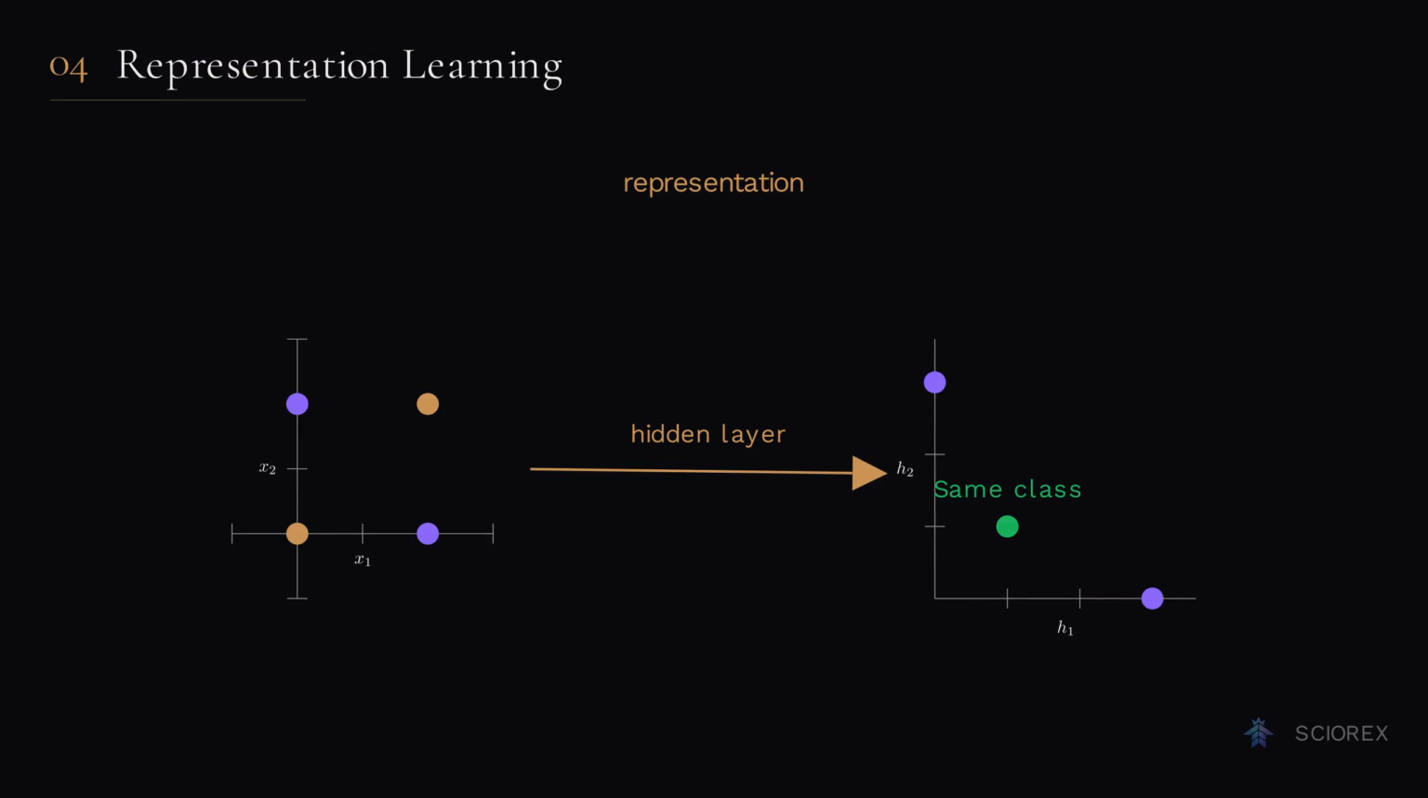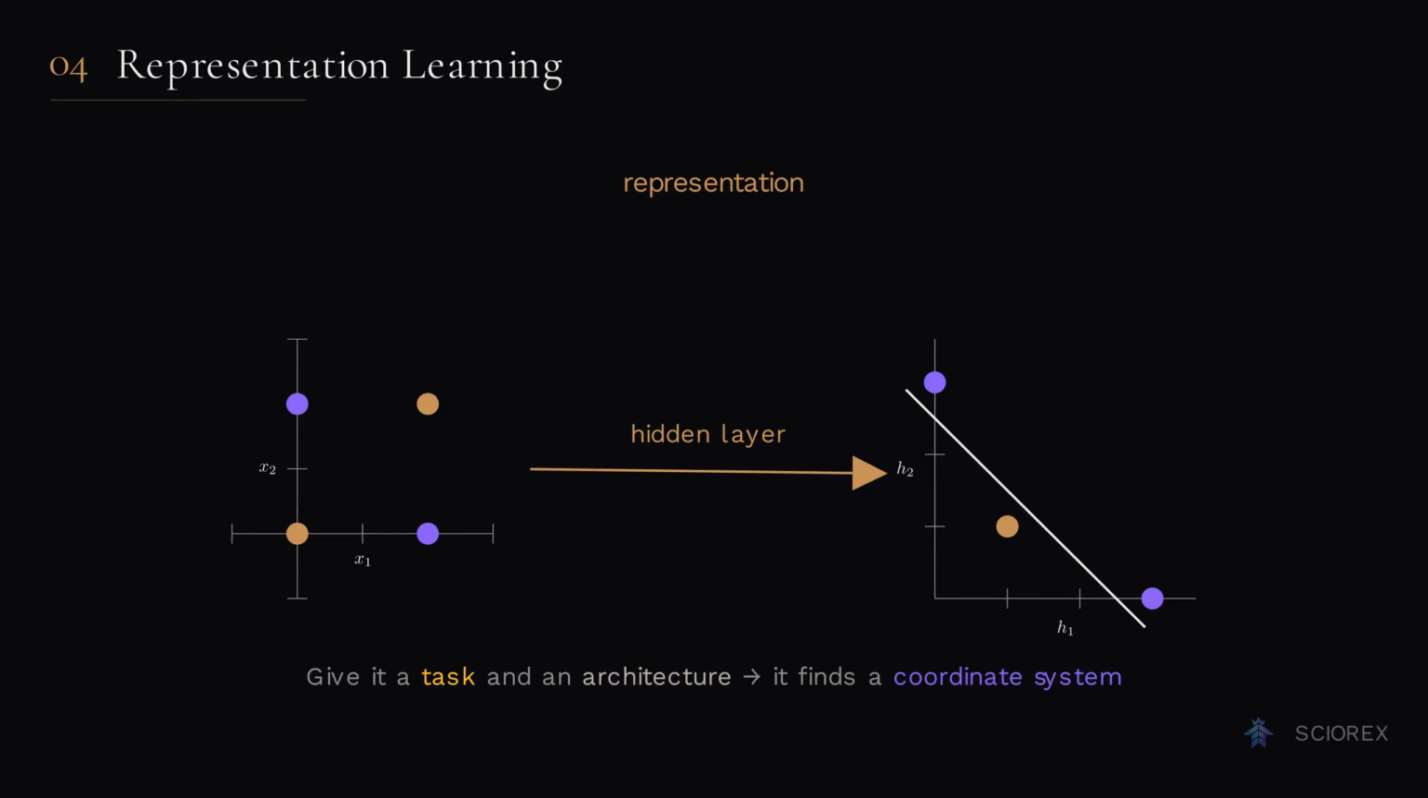The two inputs that should be in the same class, 0, 0 and 1, 1, end up close together in the new space. The two that should be different, 0, 1 and 1, 0, land far apart. The network has learned a representation where the problem becomes linearly separable. This is representation learning. The network discovers its own features. You didn't tell it what to compute in the hidden layer. You just gave it the task and the architecture, and it found a coordinate system where the task becomes trivial.